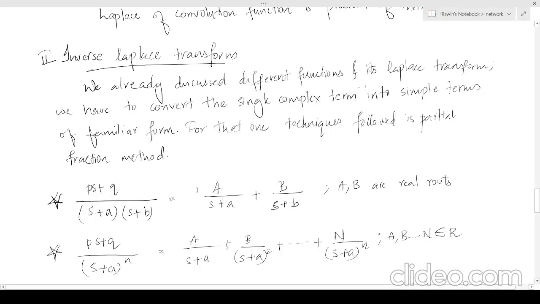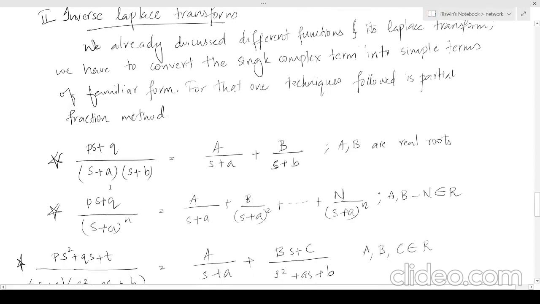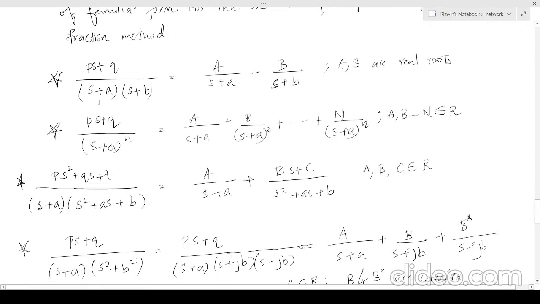Once we have some current equation or voltage equation, it won't be in the form we desire, like in a simple form. It will be a complex term with a higher order of s. So first of all we should convert the denominator into simple terms, like a product of possible lower order as shown in the figure. We have a few forms, and we will be splitting the whole equation into simpler terms by the method of partial fractions.